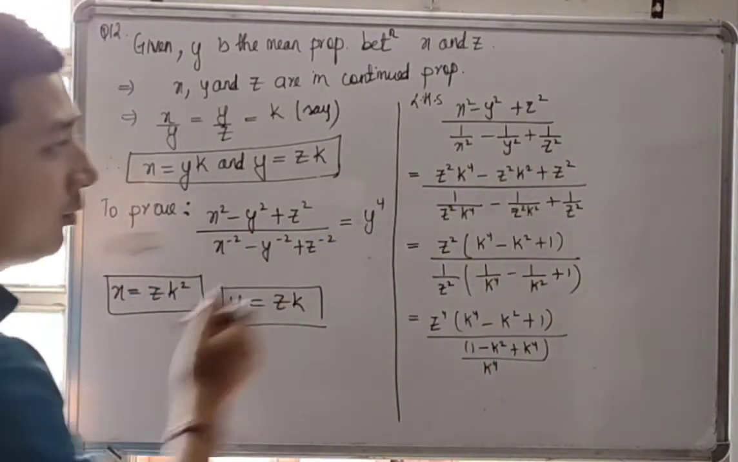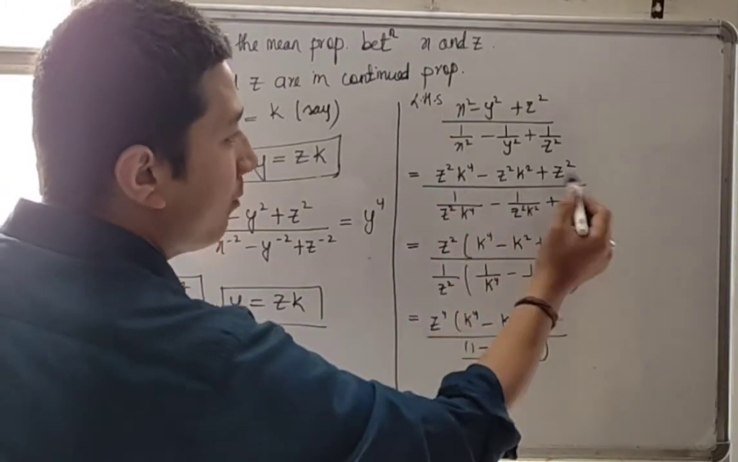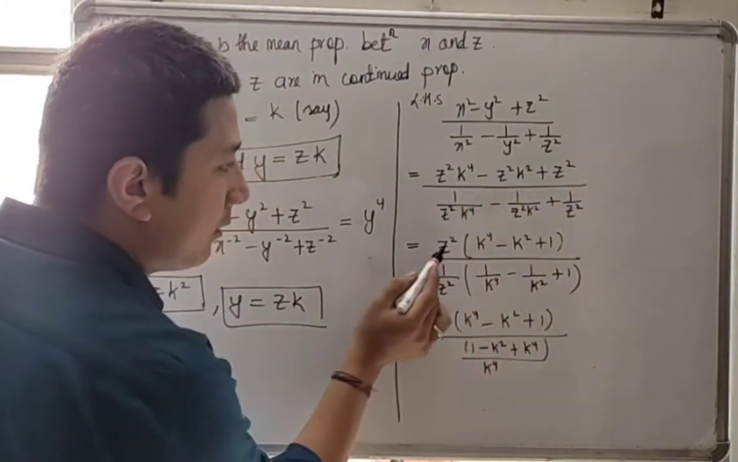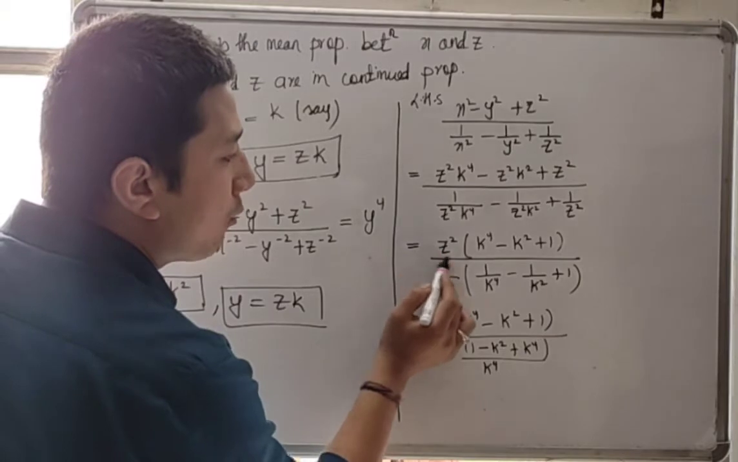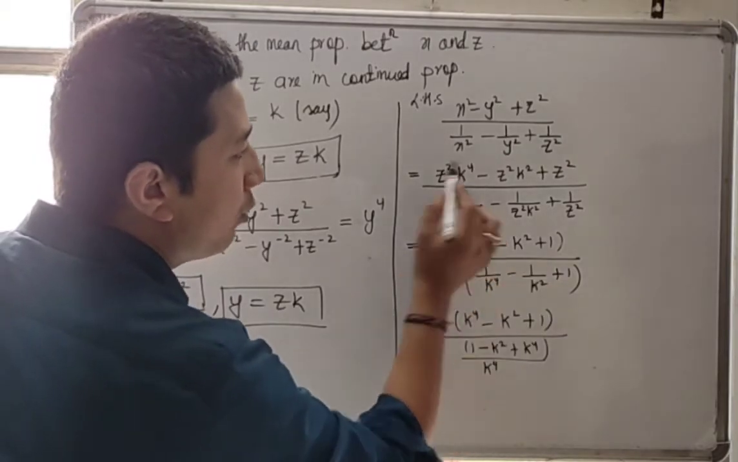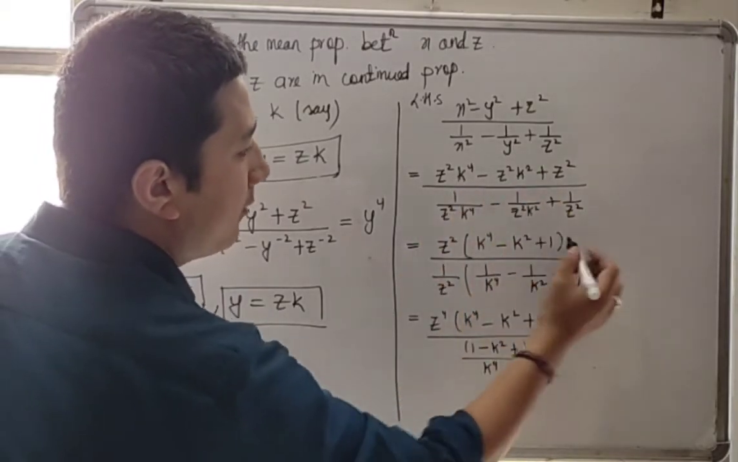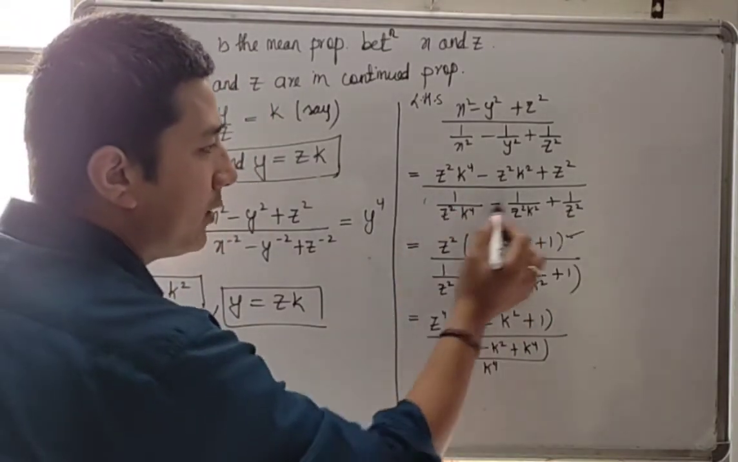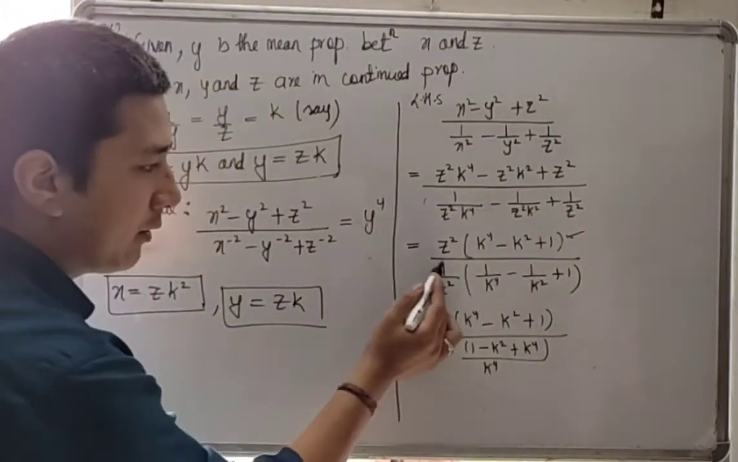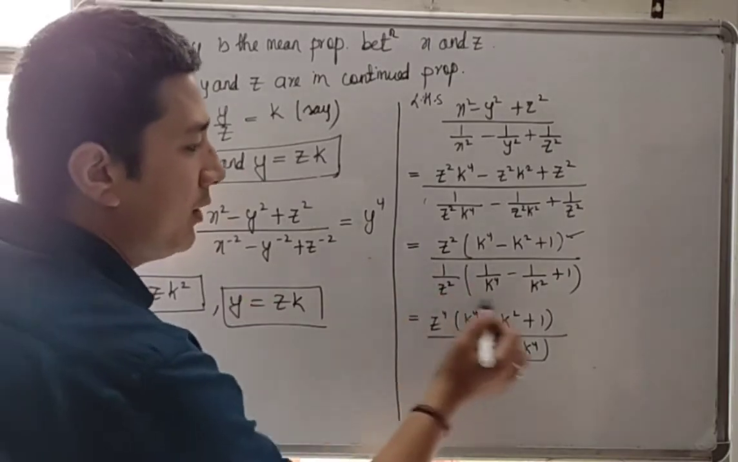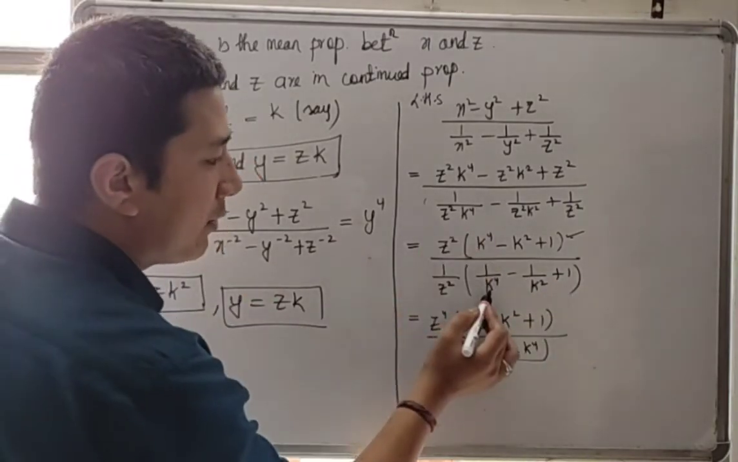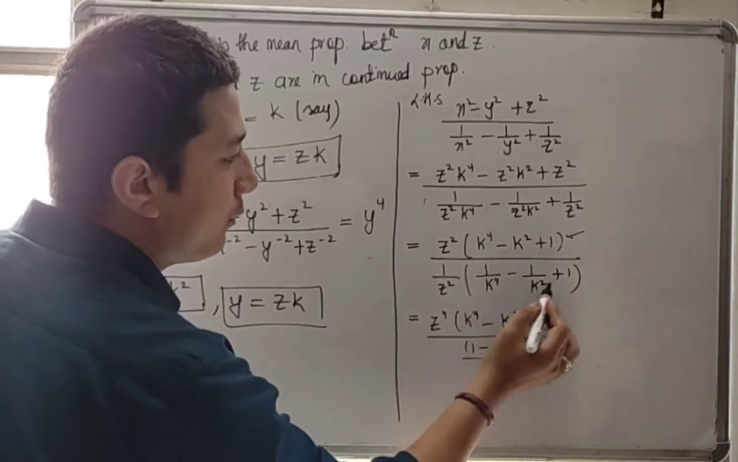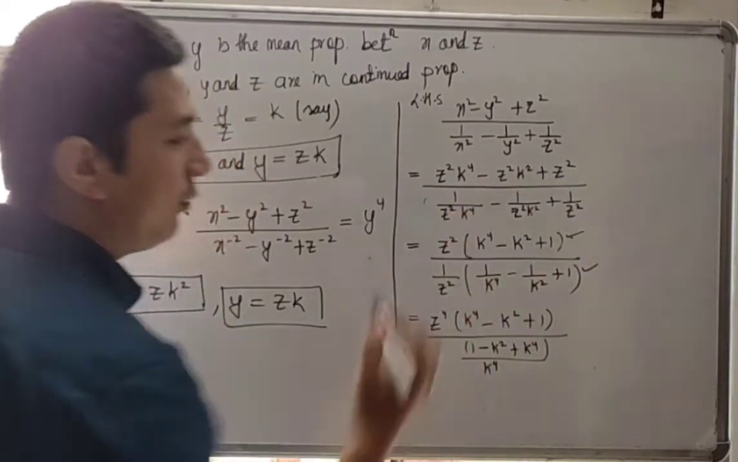From the numerator, boys, what you can take common is z². If you take z² common within the bracket, you will get k⁴ minus k² plus 1, which is this. From the denominator also, 1 by z² you can take common. So within the bracket I will be getting 1 by k⁴ minus 1 by k² plus 1. I hope this is clear to you all.